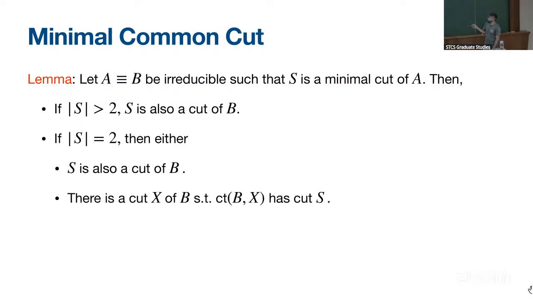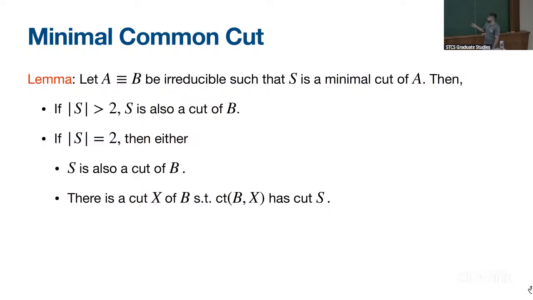And now suppose the size of the minimal cut is 2, then one of these two cases happen. Either S is also a cut of B, or otherwise for this matrix B we can find another cut X, and now we take this cut and the transpose of B, then S becomes a cut of this matrix. So now we again get another matrix, say B prime, where A and B prime have the same cuts, and so again we can recurse.